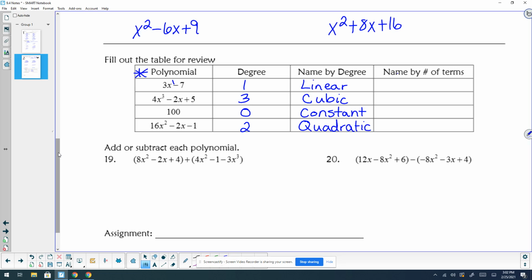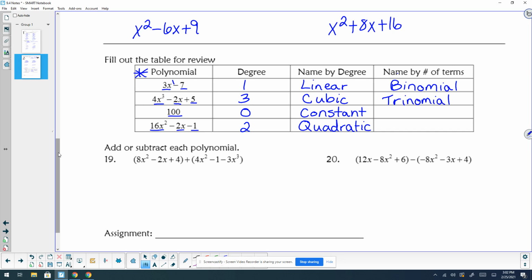Now we have to have the name by the number of terms. So remember things like tricycle and bicycle, what the beginning parts of those words mean. A bicycle has 2 wheels, so it's a bicycle. A tricycle has 3 wheels, so it's a tricycle. Okay, so we have 2 terms over there. 1, 2. I have 1, 2, 3. I have 1. I have 1, 2, 3. So 2 terms is going to be known as a binomial, bi being 2, nomial being number. The next polynomial has 3, so it's a trinomial.